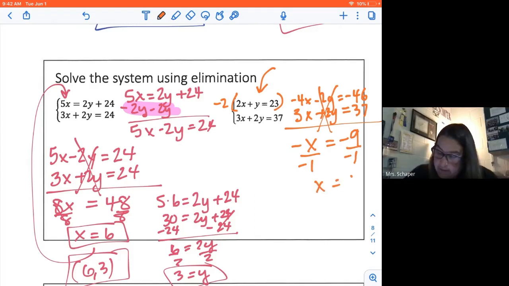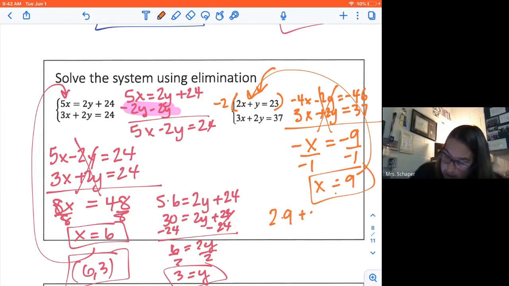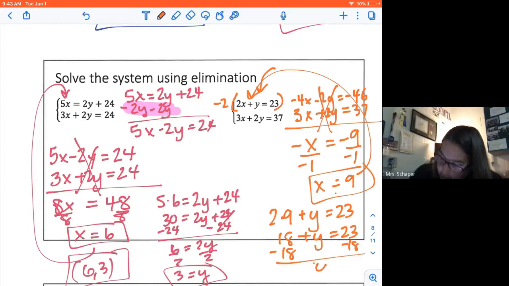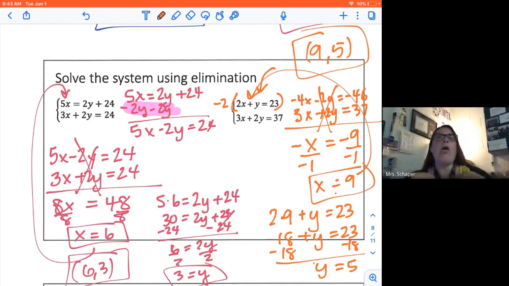X equals 9. Once I know my x value, I'm going to substitute that back into an original equation. So 2 times 9 plus y equals 23. So 18 plus y equals 23. Subtract 18. Y equals 5. So my answer is 9, 5. Okay. So again, it goes back to using equation solving. It goes back to substitution. It goes back to simplifying, all of those skills that we continue to work on throughout the whole year.